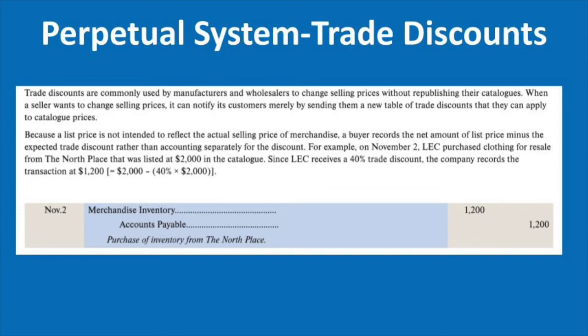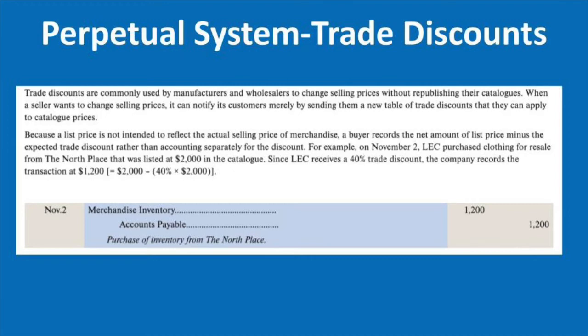So what if we ended up buying the product and the company that sold this product said, you pay early, we'll give you a good deal on this. So trade discounts are often used by manufacturers to encourage companies to pay earlier, to pay sooner. Because the list price is not intended to reflect the actual selling price of the merchandise, a buyer records the net amount of the list price minus the expected trade discount rather than accounting separately for the discount.